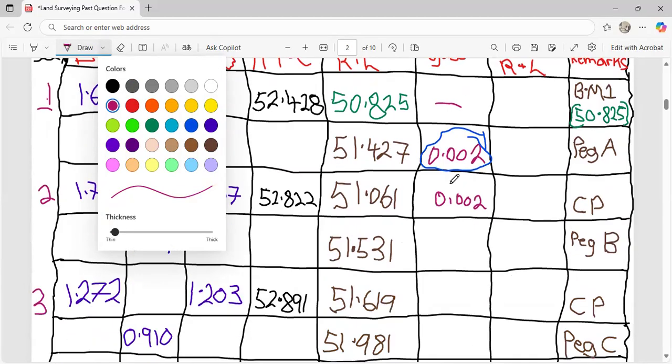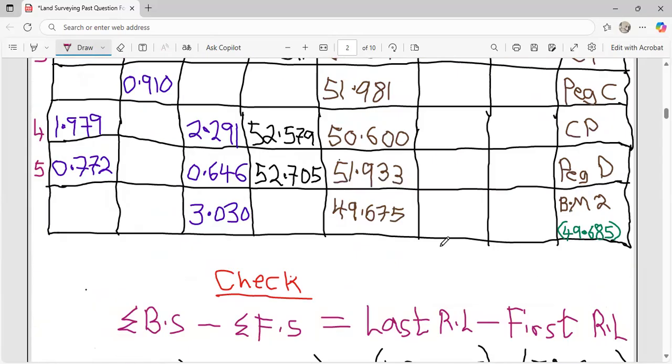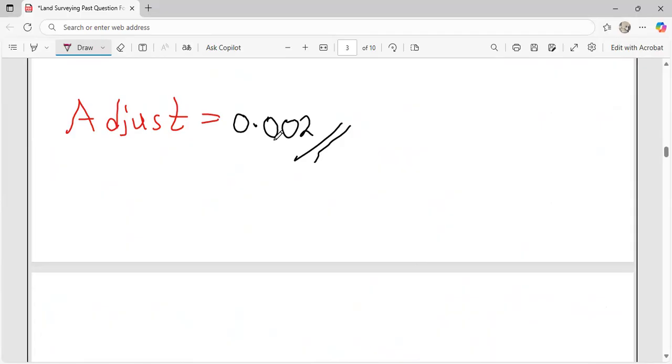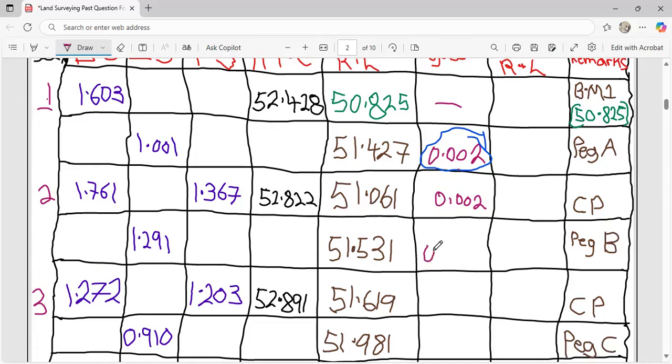So we have to multiply this 2 times this value. So 2 times the adjustment. After calculating for the adjustment, we had the adjustment to be 0.002. So it means 2 times 0.002. Punch it on the calculator, and you're going to get 0.004. Okay, so we write that over here: 0.004. Okay, good.